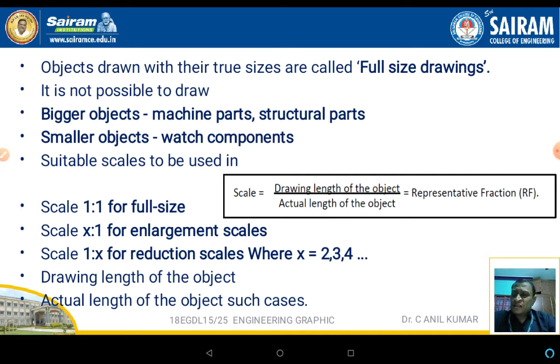There's another concept, which is small objects, such as watch needles. These dimensions are very small in size, and it is also difficult to represent them on the paper. In that case what we use is the enlarged scale. Indirectly, the scale is the drawing dimension to the actual dimension, which is also called the representative factor.